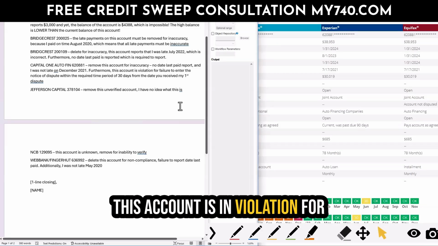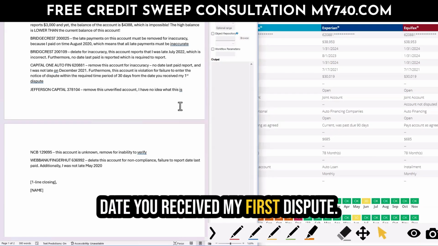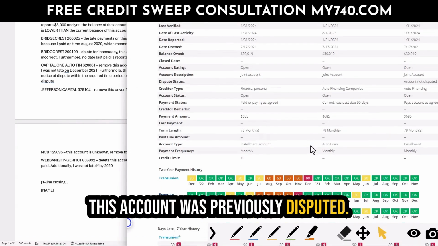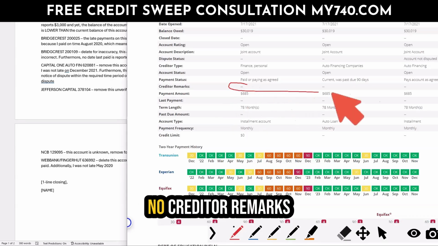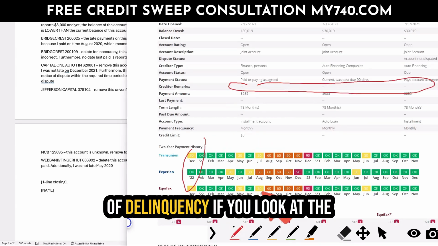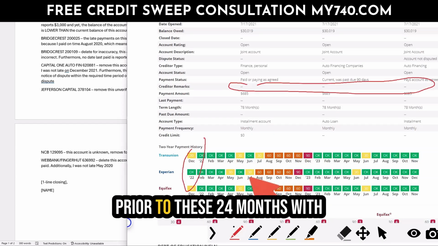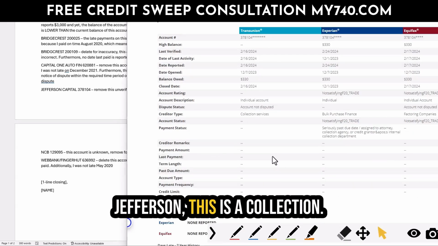This account is in violation for failure to enter the notice to dispute within 30 days from the date you received my first dispute. This account was previously disputed. Zero notice of dispute. No creditor remarks. We're going to use that first date of delinquency. If you look at the payment history for 7 years, you would see more late payments prior to these 24 months.